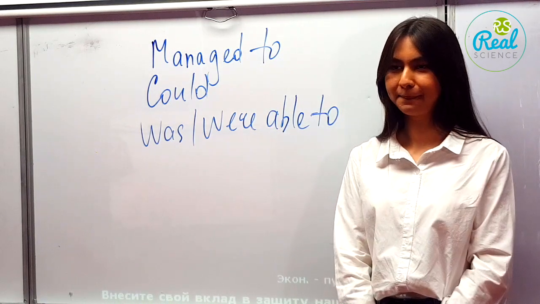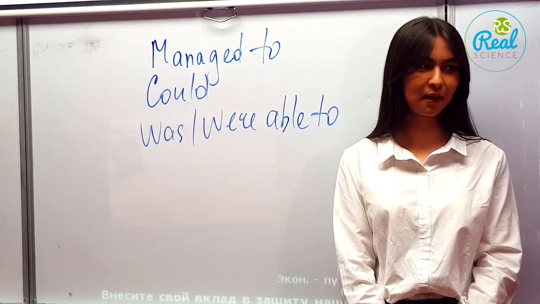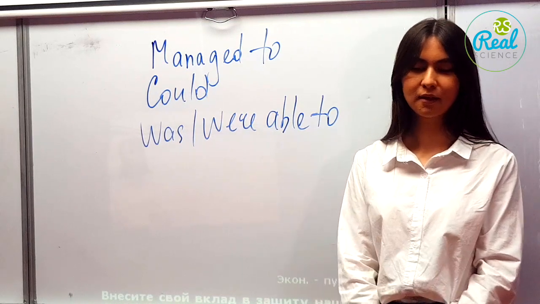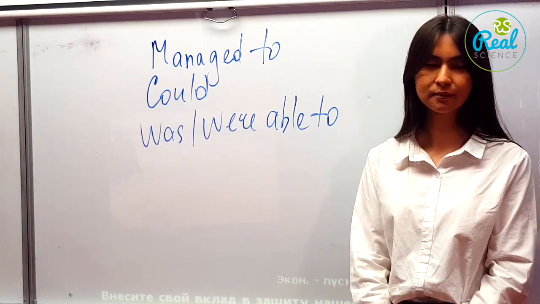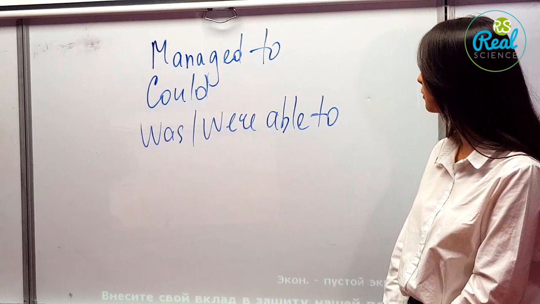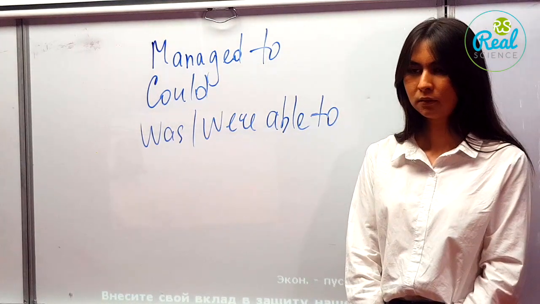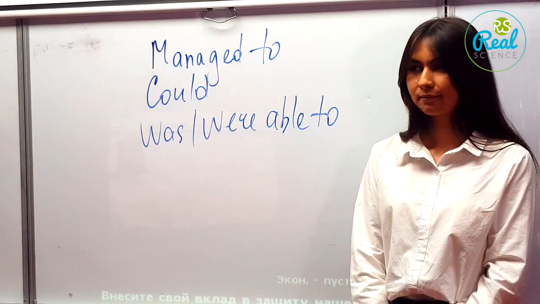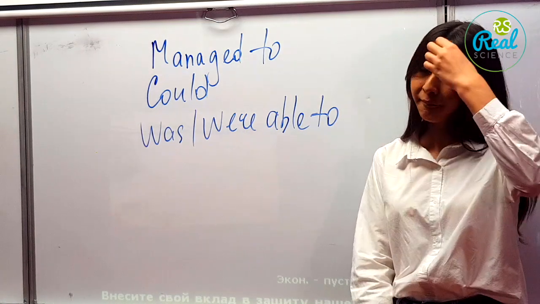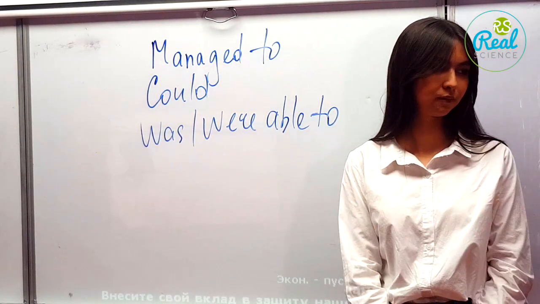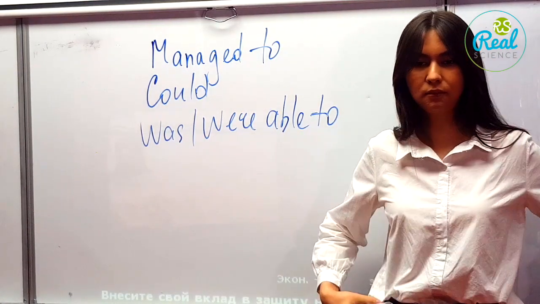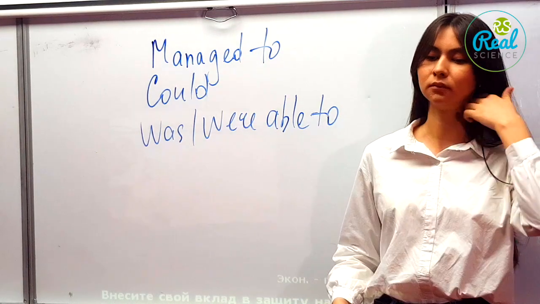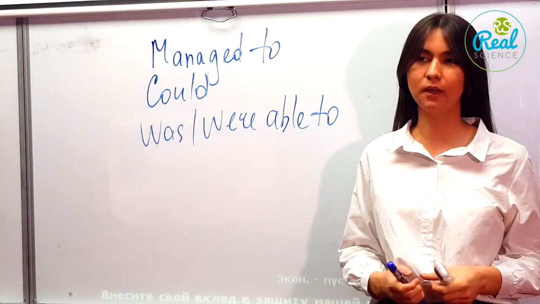Okay. Could means that, for example, when you said I could play guitar, you said that you can do that, but you can do it now. Was or were able to means that you could play guitar, for example, a year ago, but don't now. Okay, nice.